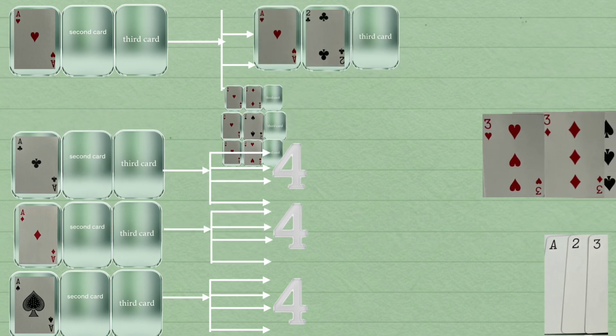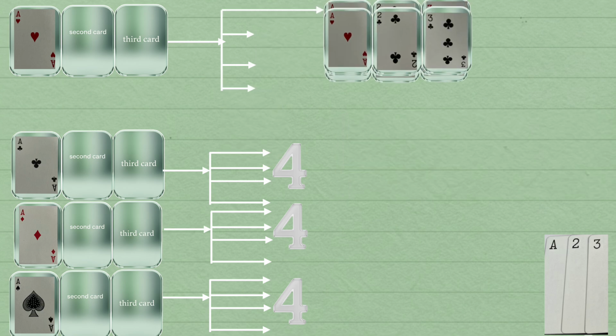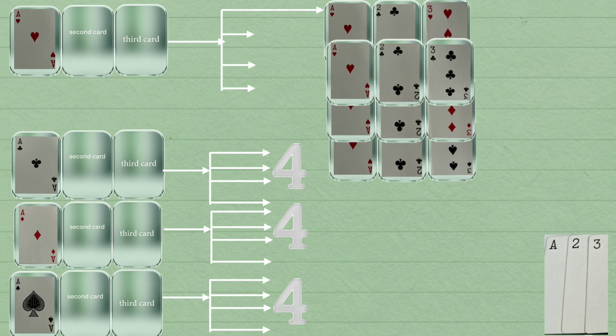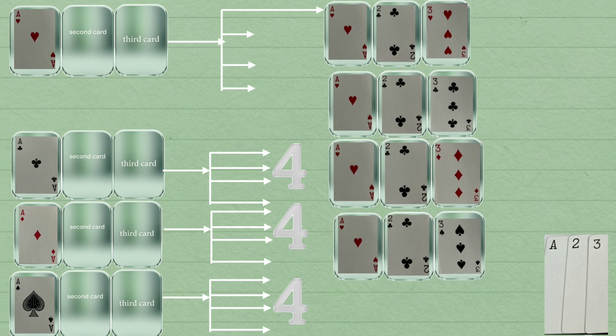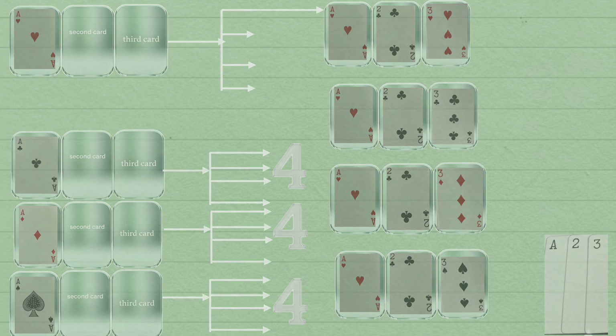Now, let us fill the third slot with the 3s. Since there are 4 different 3s, the third slot can be filled in 4 possible ways. And this applies to every combination of ace and 2 in the first and second slots. Here, we will only display one possible arrangement, though the same logic holds for all other combinations.